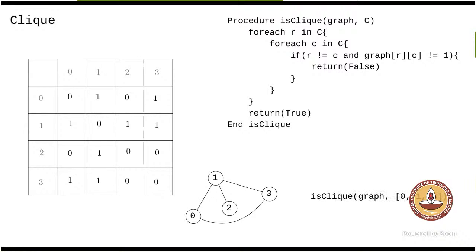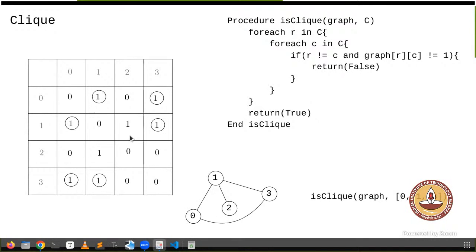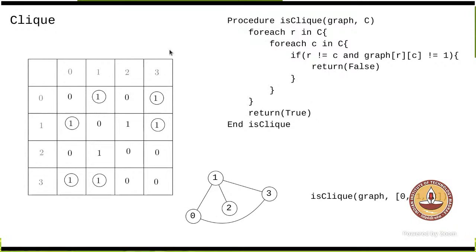Yes, sir. Okay, so again, this clique of graph 0, 1, 3 will return true. So basically, you have to look at these elements: 1, 0, 0, 1, 0, 1, 0, 3, and then 3, 0, 3, 1. So you have to look at these things.